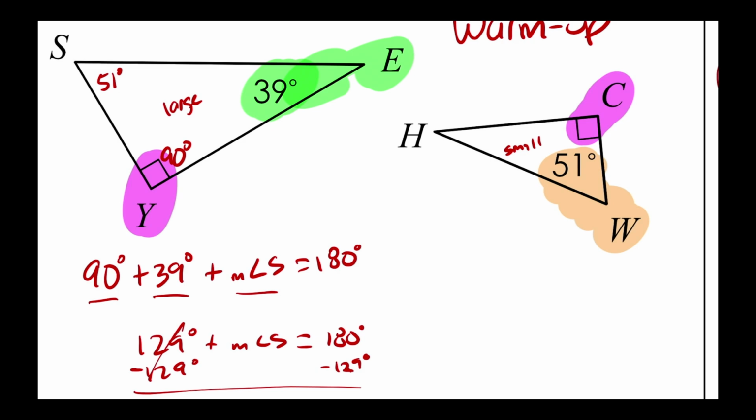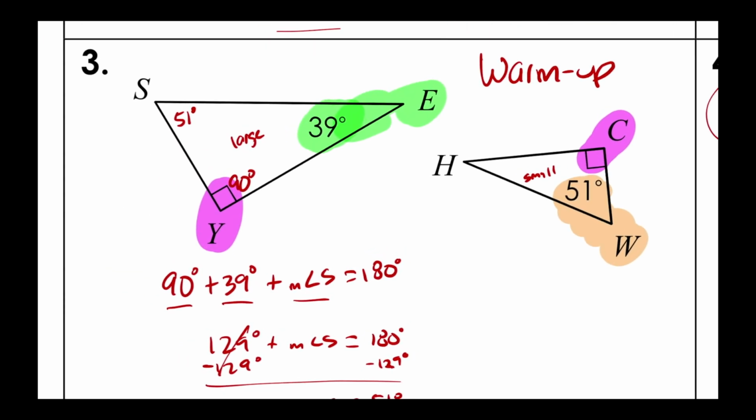It's S, the measure of angle S. That's not a 5. Somebody asked in the chat, how did I get the measure of angle S? How did I get 51 degrees? Because in any triangle, all three angles add up to 180 degrees. So that's what I did.